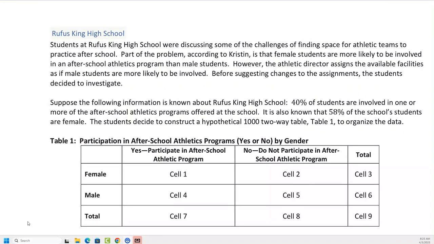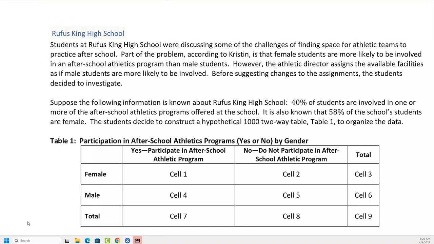Okay, Rufus King High School. Students at Rufus King High School were discussing some of the challenges of finding space for athletic teams to practice after school. Part of the problem, according to Kristen, is that female students are more likely to be involved in an after-school athletics program than male students. However, the athletic director assigns the available facilities as if male students are more likely to be involved.